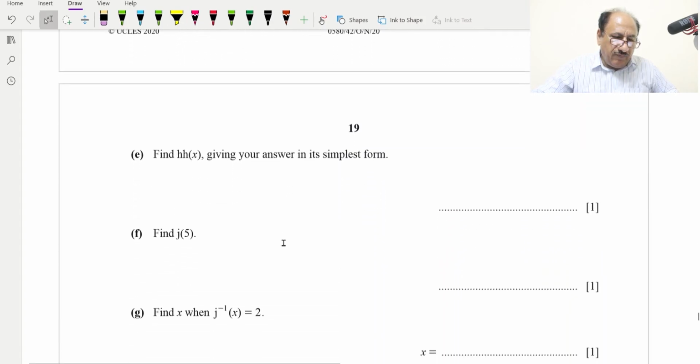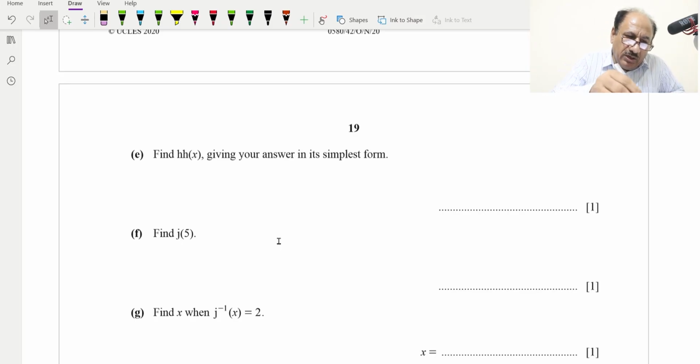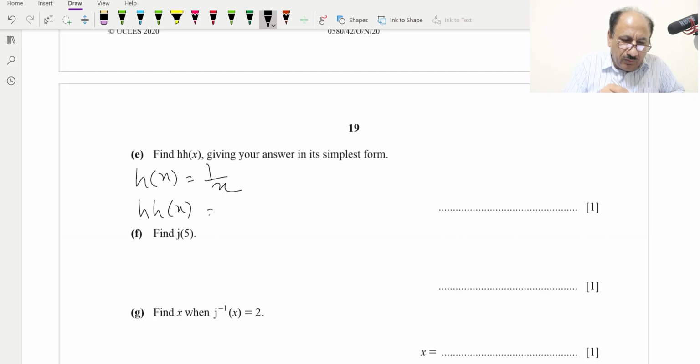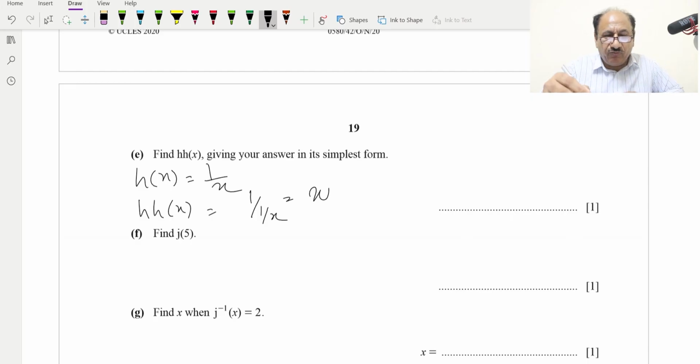Now find h of x. So we know h of x is equal to 1 over x. H of x, basically I will write over here, h of x is equal to 1 over x. So h of x means what? We'll have to write 1 over x. So this will be basically equal to x, because this is the fraction over fraction rule, so this will be equal to x. 1 mark question.